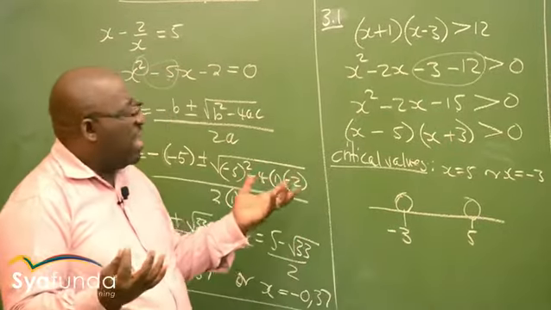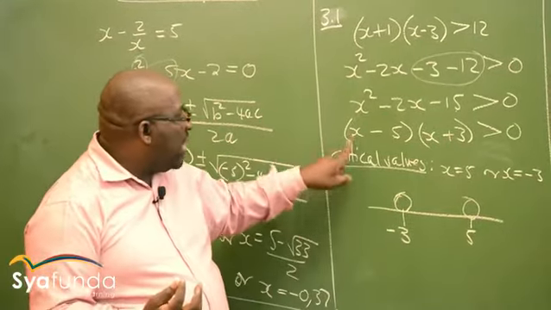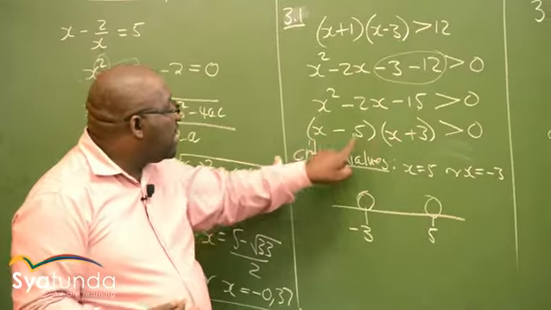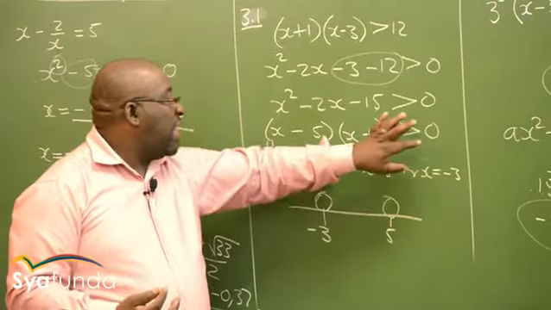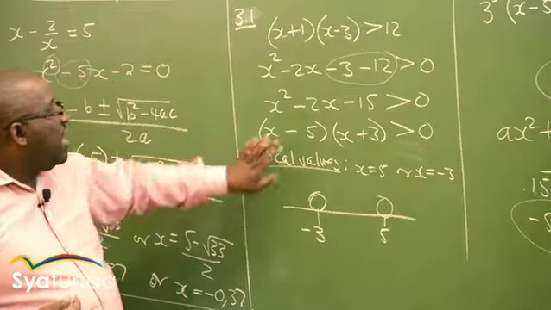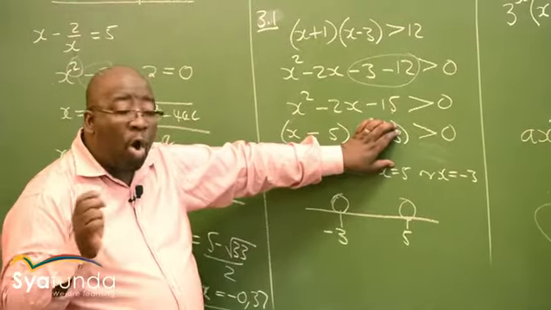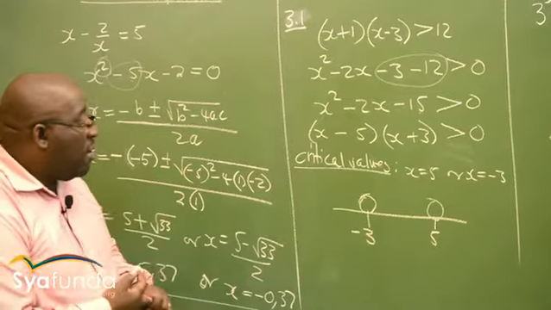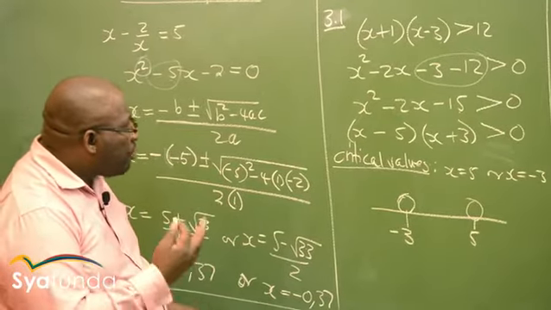What am I looking for here? I'm looking for values of x that, when I push them in here, will satisfy this condition. When I put the value of x here and there, it should give me a positive answer. How will I get a positive answer? If this is positive and this is positive, or if this is negative and that is negative. Those are the values of x that we're looking for that will be our solution.